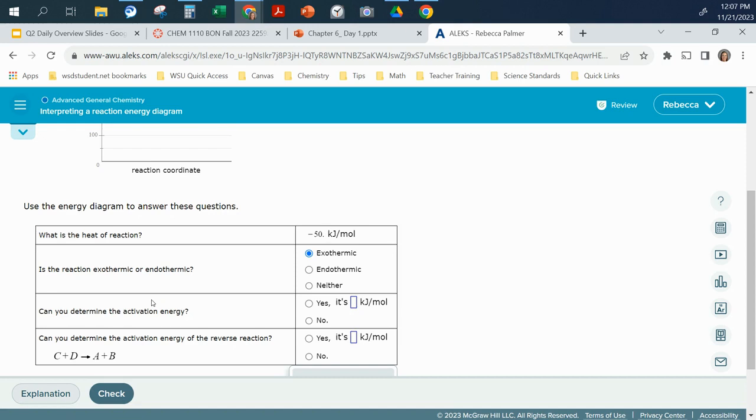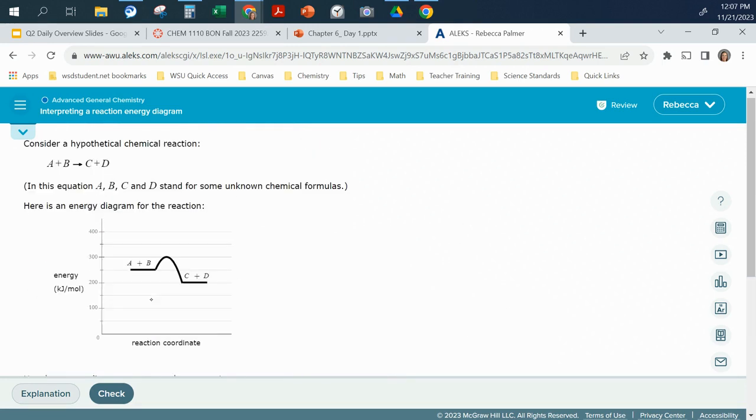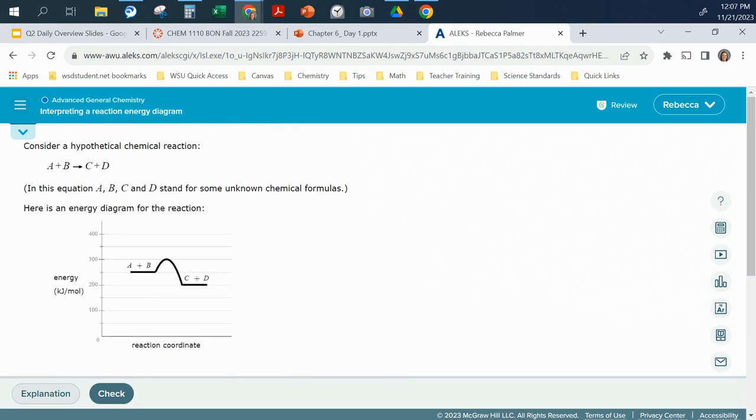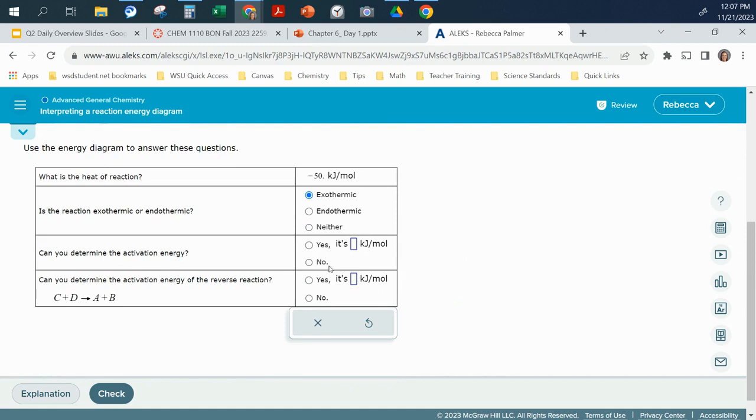So here, the top of our graph is at 300. The reactants are at 250. So 300 minus 250 is also 50, but it's positive. You should always put yes on these answers. You just never know. Okay. Can you determine the activation energy of the reverse reaction?